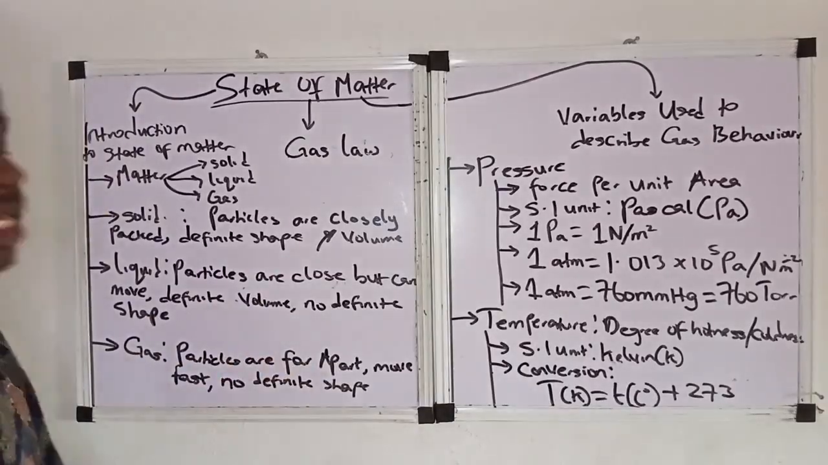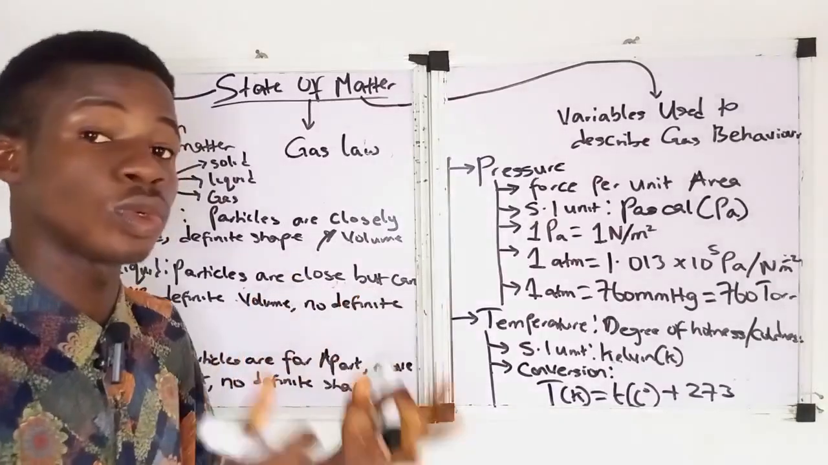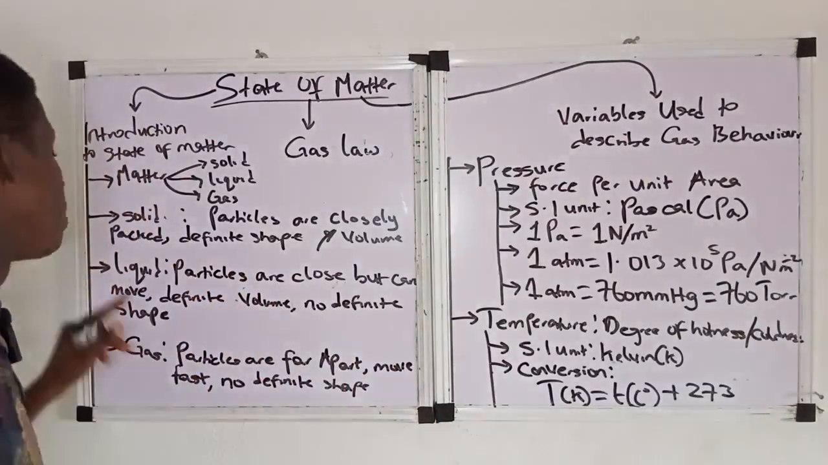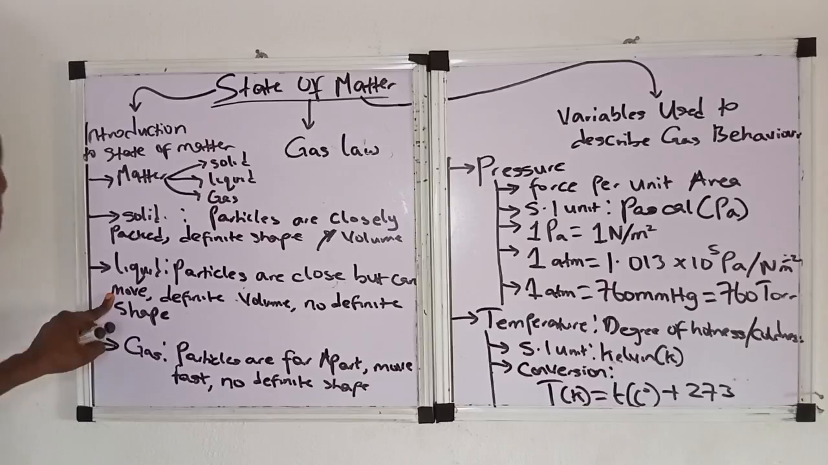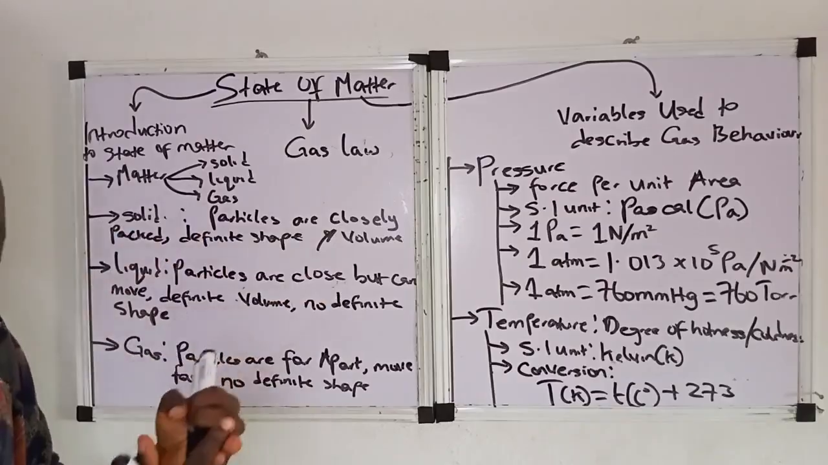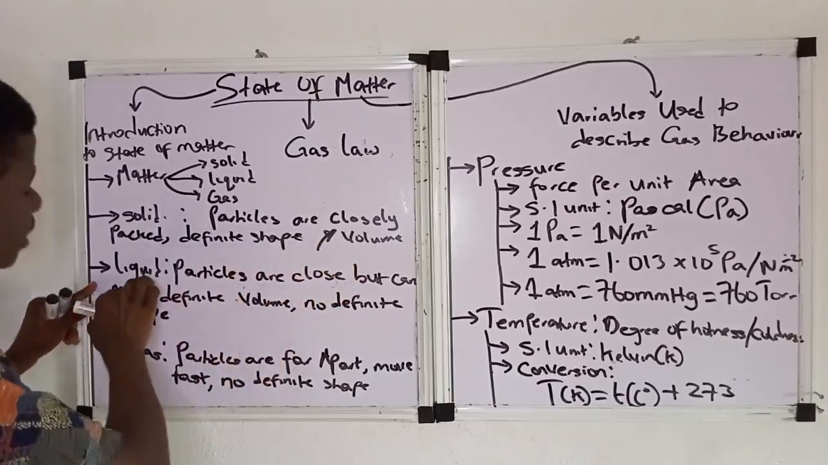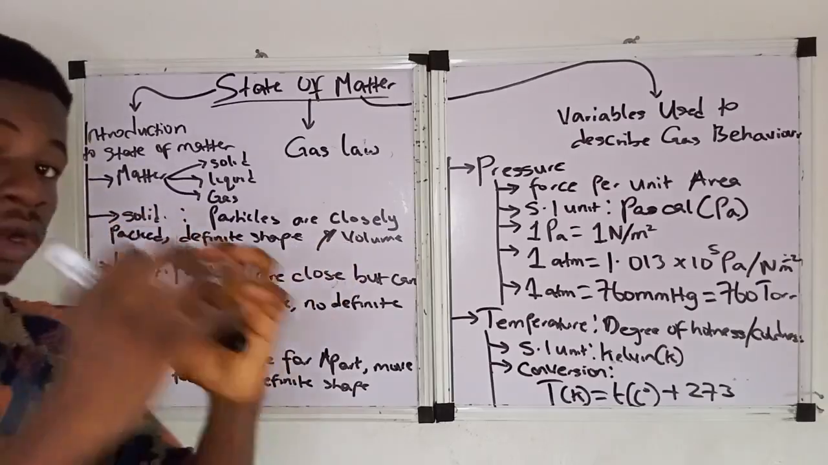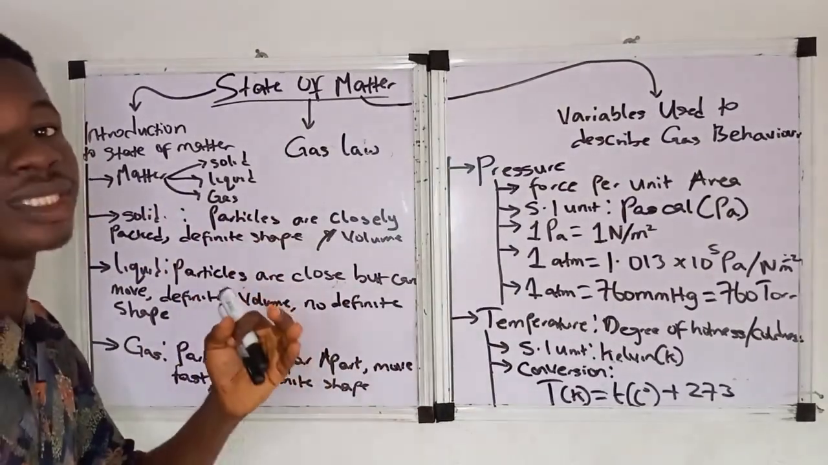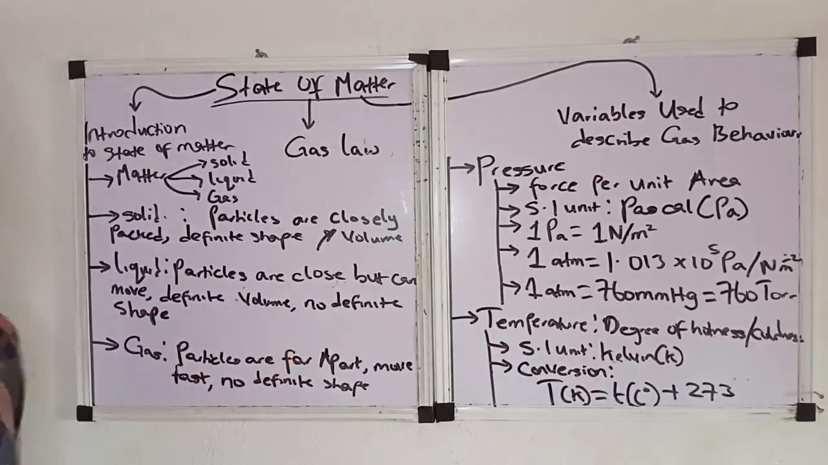Now what about liquid? In liquid, the particles are still close, but not as close as the particles of solid. They are close, but they can move. But in solid, the particles are closely packed together. They don't move. They only vibrate about their position. They have definite shape and volume. But the particles of liquid are close, but not as close as the particles of solid, and they move. Also, liquid has definite volume, but no definite shape.